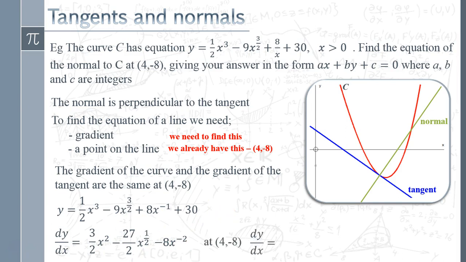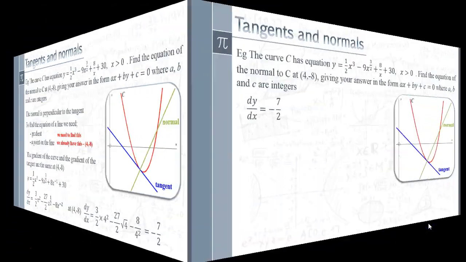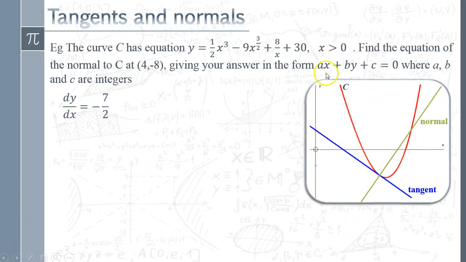And we also know at x equals 4, x has a value of 4. So put that in there, and you end up with the gradient of the tangent. The gradient of our blue line is minus 7 over 2. Okay, so we know the gradient of the curve is minus 7 over 2. We know the gradient of the tangent is minus 7 over 2. We need the gradient of the normal. How do we find that?